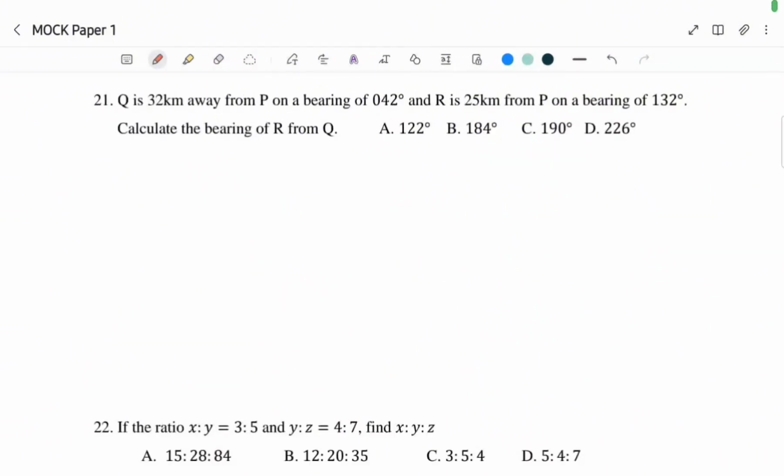This next question is also on bearing and distances. Q is 32 kilometers away from P on a bearing of 42 degrees. So we are going to draw a cardinal point for P. So if this is P, we are going to draw a line going to Q and sketch 42 degrees at P.